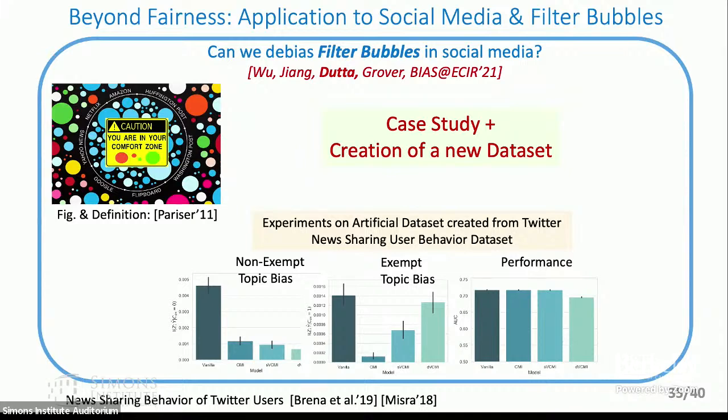Like if you like New York Times, you get recommendations from New York Times. If you like Fox News, you only get recommendations from Fox News. So here we use this idea of computing exempt and non-exempt topic biases, where a user gets to select certain topics that are really critical or important for them, whereas there are some topics that are less important for the user. And we're able to compute these kinds of exempt and non-exempt topic biases using a similar idea.